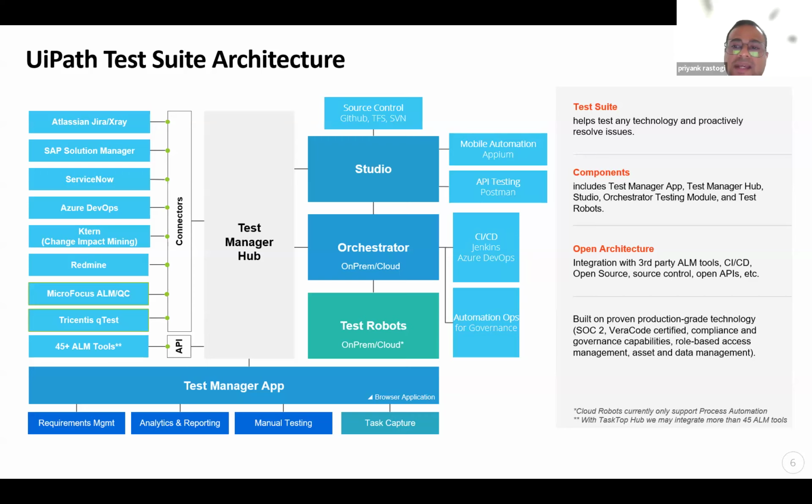So that's what we call CI/CD, continuous integration and continuous delivery deployment. So all this can happen automatically. Once the developer makes any changes and commits, it will be tested and deployed automatically as well. So that is also possible with Test Suite. Okay, enough introduction for Test Suite.